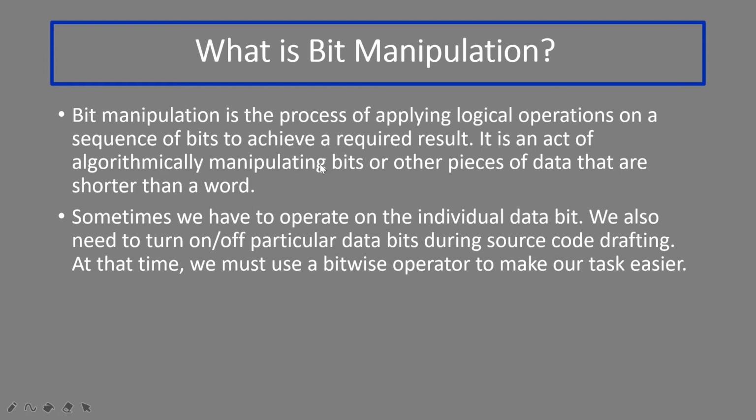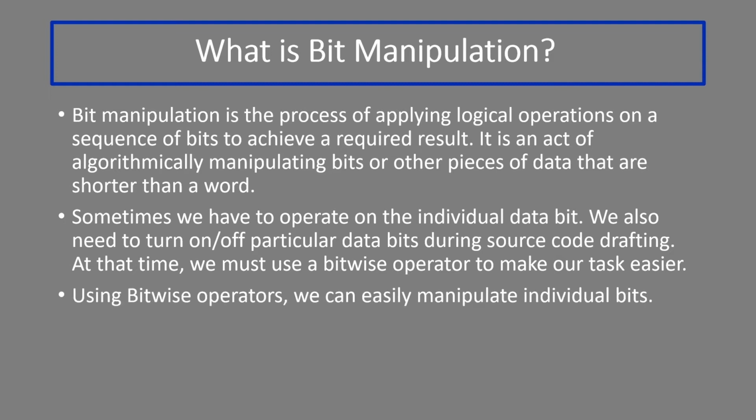We know that the computer works on the bit level, which is 0 and 1. Actually, the binary representation of any number contains 0 and 1. So if we can work on the bit level of any number or any data, then it will be super fast for the computer, and it will make our task very easy. Using bitwise operators, we can easily manipulate individual bits. We'll discuss the bitwise operators briefly.